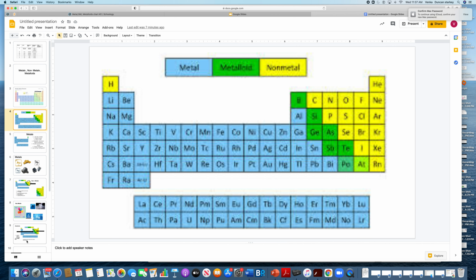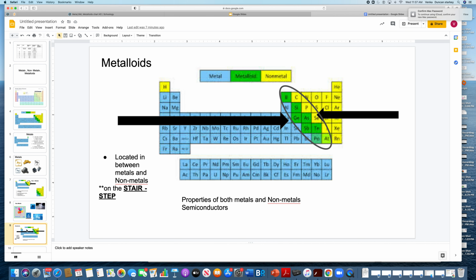Next, we have metalloids. Metalloids can be a bit tricky. Metalloids are located between metals and nonmetals on the stair step. So if you look here in this little oval shape, you can see these elements located on a little stair zigzag line here in green. These are our metalloids. The metalloids are the smallest group on the periodic table. They are located between the metals and the nonmetals as shown here.